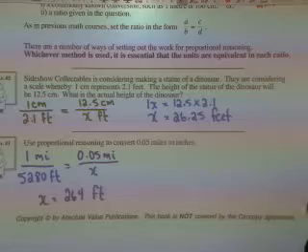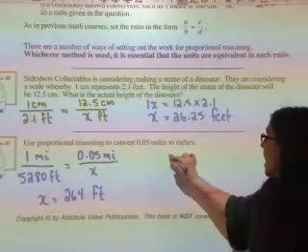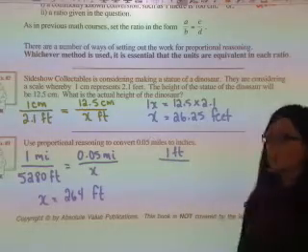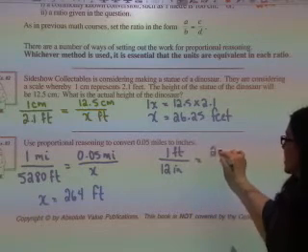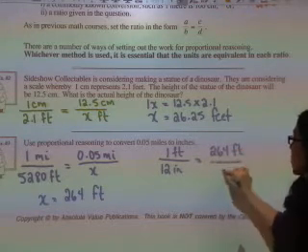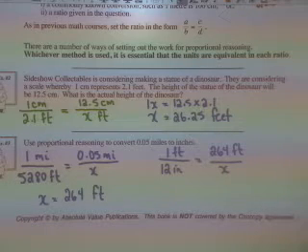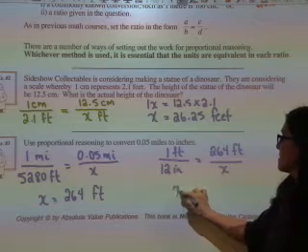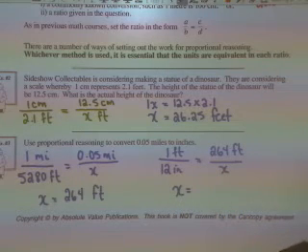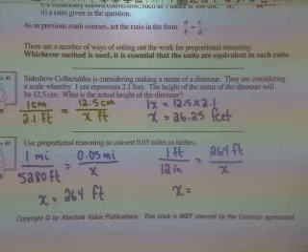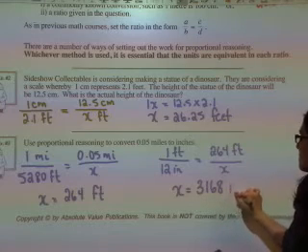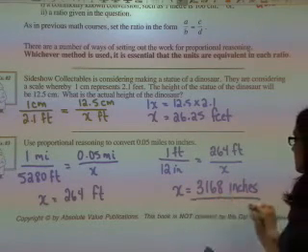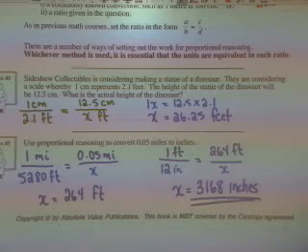And then I need to go from my feet to inches. So the other conversion that I have is that 1 foot equals what? 12 inches. So then 264 feet would equal how many inches? Again, I cross multiply. 1 times X is X. And then I get 12 times 264, which is 3,168. So 5/100 of a mile is still 3,168 inches.